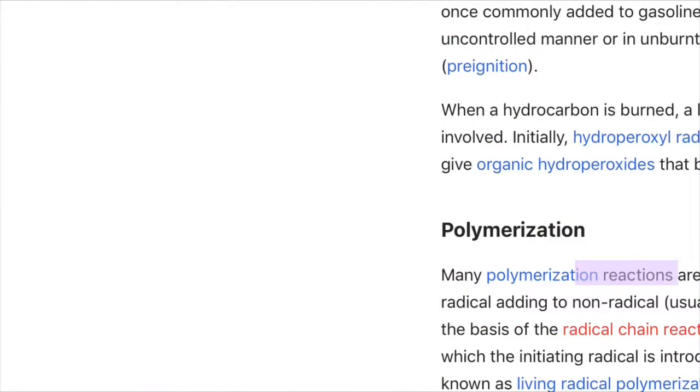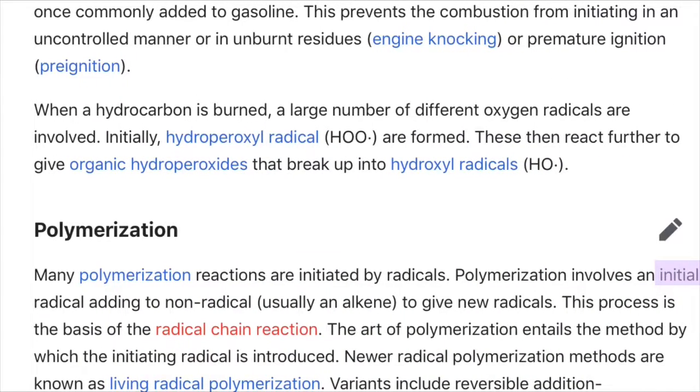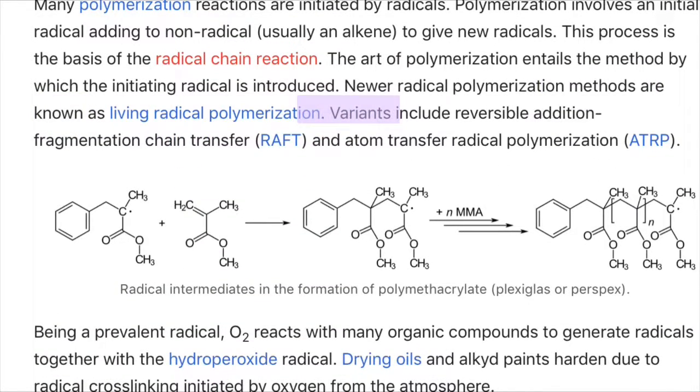Polymerization. Many polymerization reactions are initiated by radicals. Polymerization involves an initial radical adding to a non-radical, usually an alkene, to give new radicals. This process is the basis of the radical chain reaction. The art of polymerization entails the method by which the initiating radical is introduced. Newer radical polymerization methods are known as living radical polymerization. Variants include reversible addition-fragmentation chain transfer, RAFT, and atom transfer radical polymerization, ATRP.